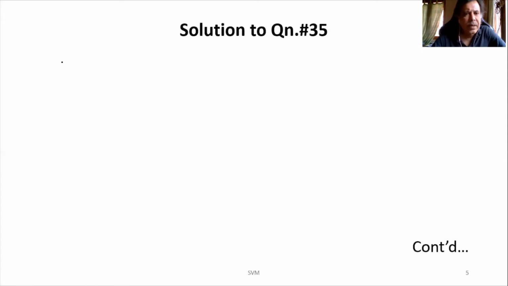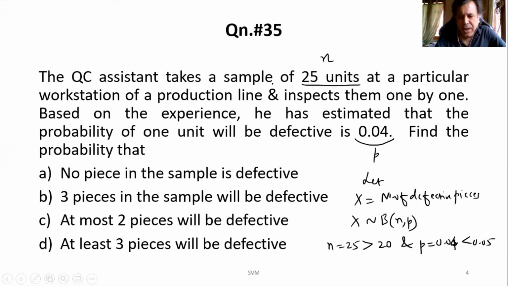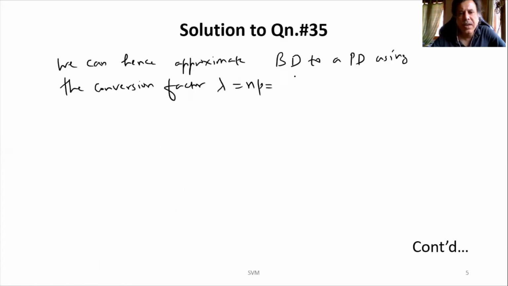Hence, we can approximate the binomial distribution to a Poisson distribution using the conversion factor, lambda equal to n into p. What is n? n is 25, p is 0.04. So 25 multiplied by 0.04 works out to 1. So that means our lambda value is 1.